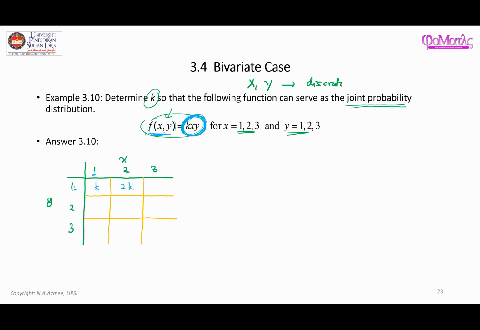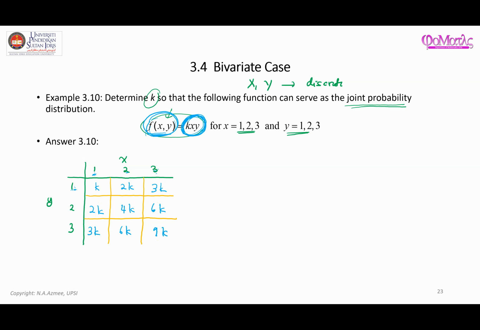Following the same idea, we're just going to substitute values of x and y accordingly. For this one, you substitute 3 and 1, you will get 3k. For this one, you will get 2k. For this one, you will get 4k. This one, you will get 6k. This is 3k, 6k, and 9k. So these are all the values associated with this given function.